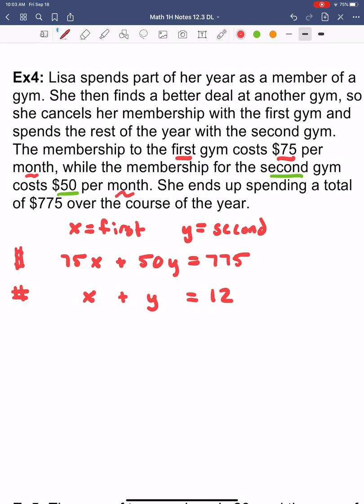And then we got to go ahead and solve here. So I'm going to go ahead and eliminate the positive 50 here. So I'm going to multiply everything by negative 50. You could, of course, eliminate 75 if you choose to do that. Either way. So I'm going to get negative 50x minus 50y equals negative 600.